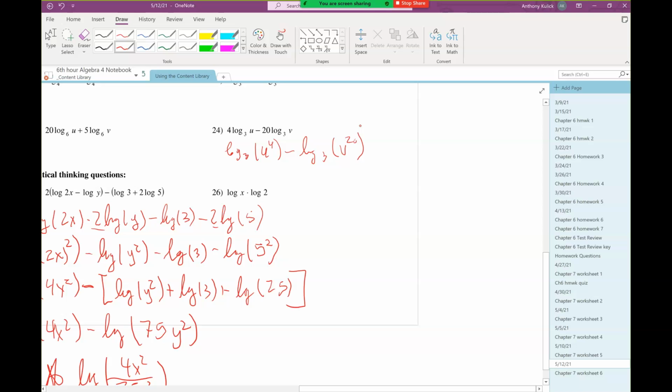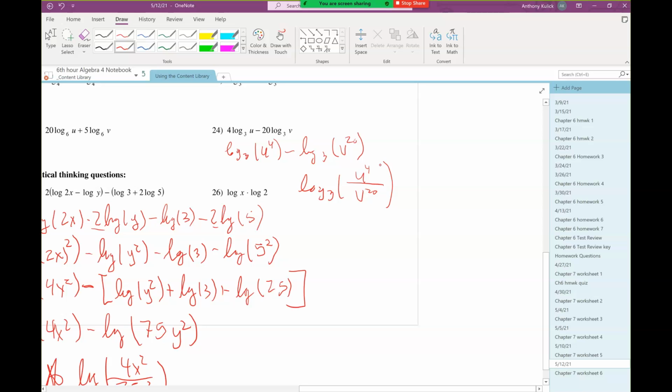I don't have any product properties because there's no additions. But I do have a quotient property because of the subtraction. So that's going to be log of u to the 4th over b to the 20th. And that's it. Oh, that's not bad. Nope.